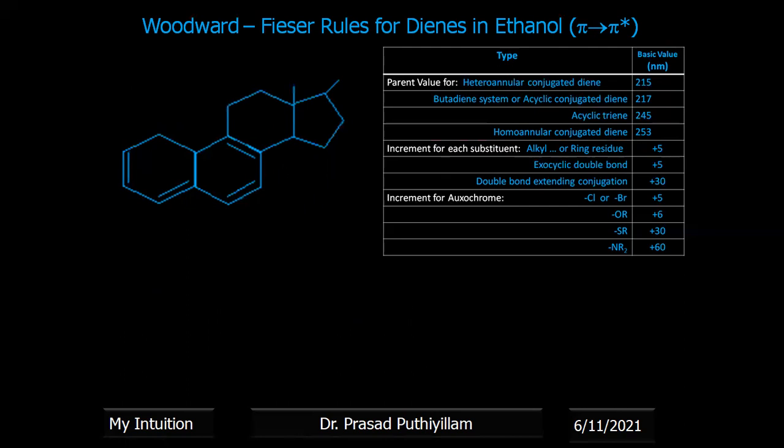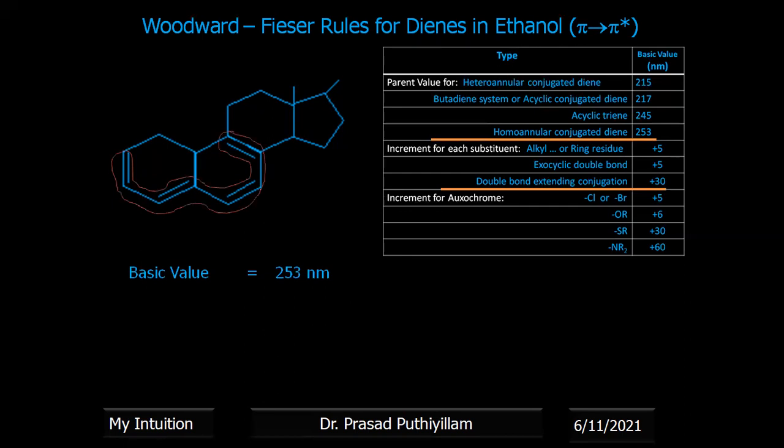Now another structure is given. Whether it is homoannular or heteroannular? It is homoannular because the conjugation is on the same ring. If the conjugated bonds are in the same ring, it is homoannular only; you don't need to worry about heteroannular. So it is a homoannular system, but it has extended conjugation, which you can see extends till here. So I can say it is a homoannular diene with 253.